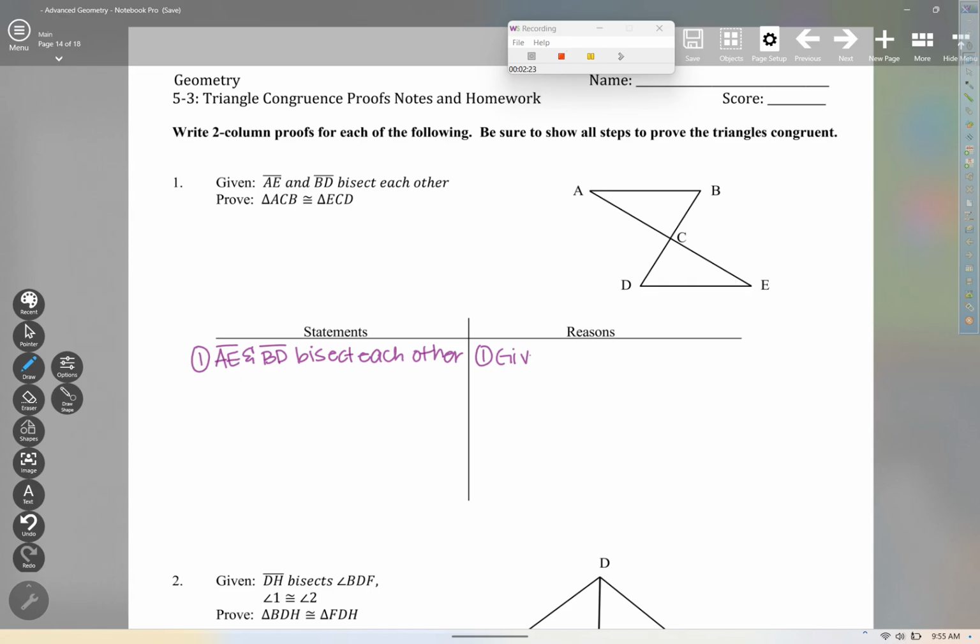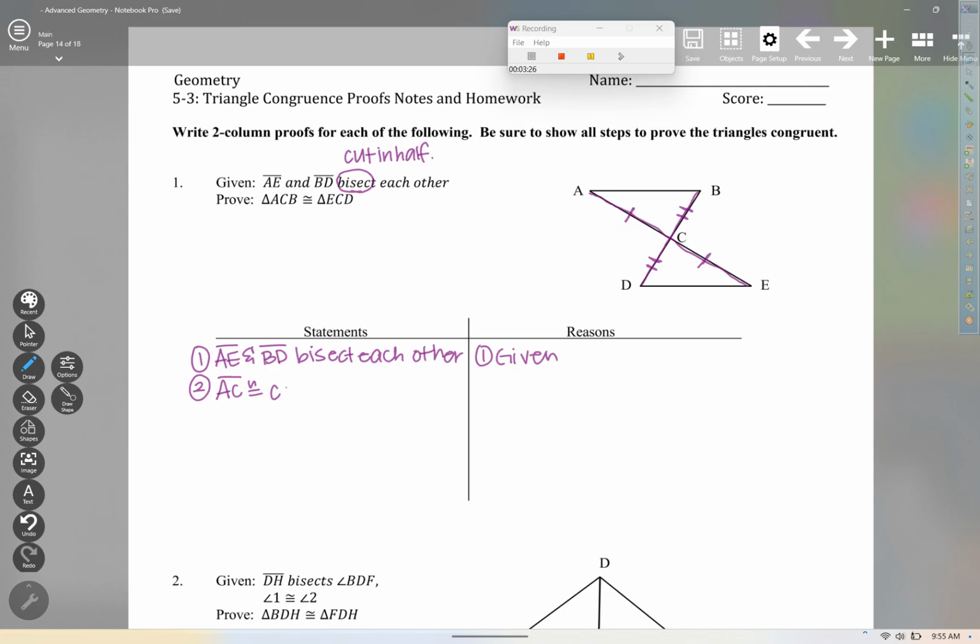So it splits AE in half, so they get 2 tick marks. And it splits BD in half. So now they get a separate set of tick marks. Okay, if I mark it, then I have to write it down. So step 2. What did I mark? I marked that AC is congruent to segment CE or EC. Doesn't matter which way we write that. So CE.